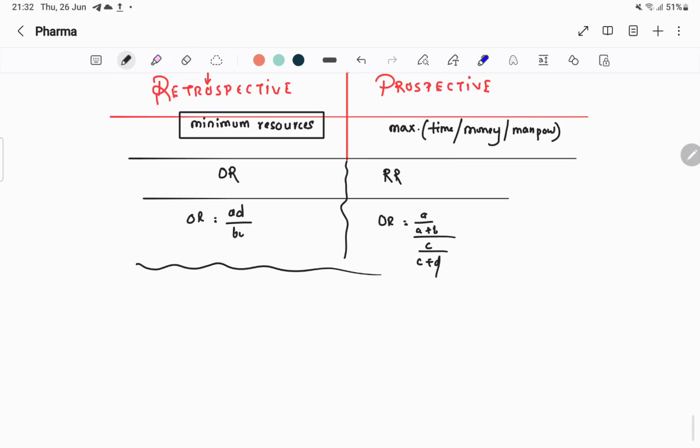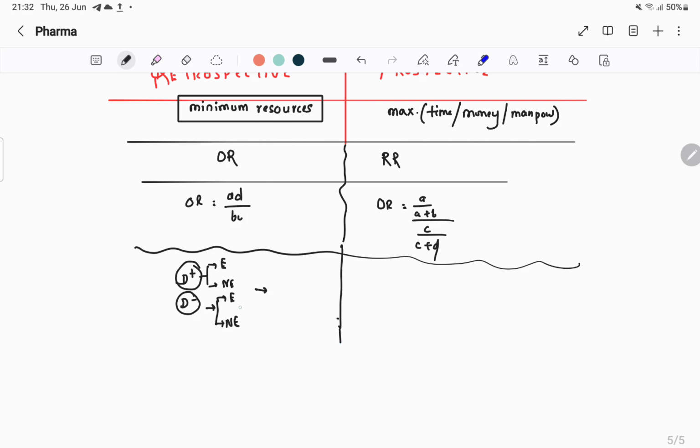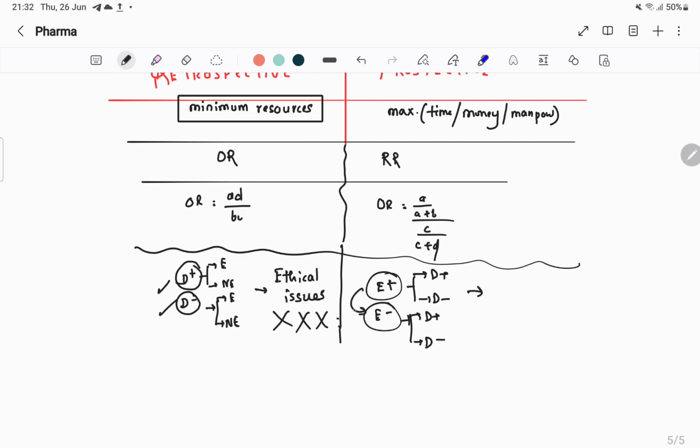Okay, here you are taking disease positive and disease negative, so there are no ethical issues at all. You are taking already diseased or non-diseased people, so here ethical issues are not there. But here you are exposing a person or not exposing a person, checking the disease. Here there will be ethical issues because you are exposing and non-exposing, right? This exposed person will have a higher risk of death, right? So here ethical issues are present.